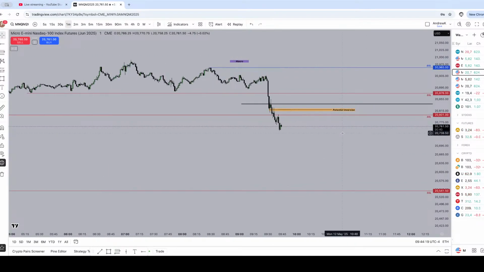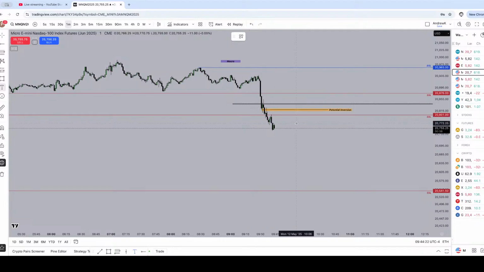SMT still present, still there. You just are not seeing it. But just look very close. Very close.